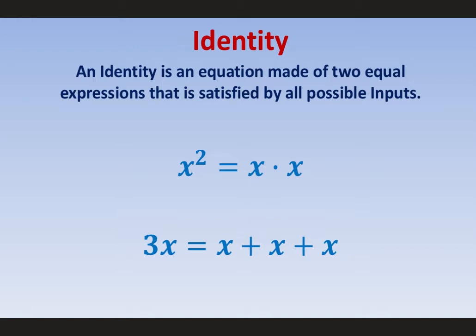It's an equation where the two halves are equal. Basically, you can substitute one in for the other. So the substitution property is really important for what we're doing. If you have an x squared, you can change it to an x times x at any time because you know that it's an identity.